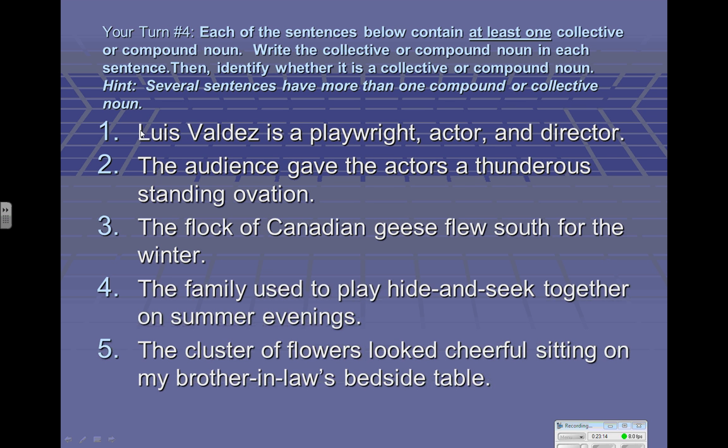And the last noun I see is Luis Valdez. Now, Luis Valdez, I definitely need to write down because he is compound. So I would write down Luis Valdez, compound, because a first name and last name, a person's full name, is always a compound noun because you have 2 nouns that are referring to one person. All right, now that you know how this works, go ahead and pause and do 2, 3, 4, and 5 on your own. Remember, you're only writing down the compound and collective nouns.